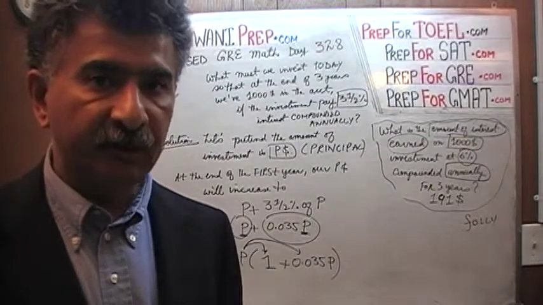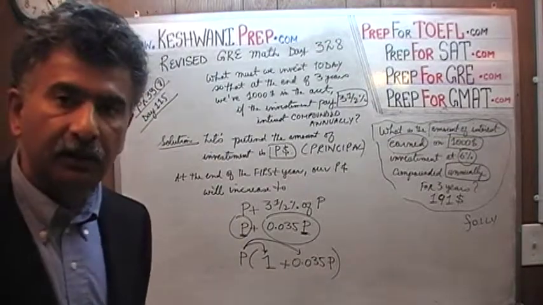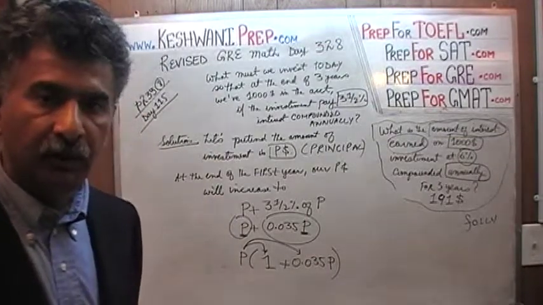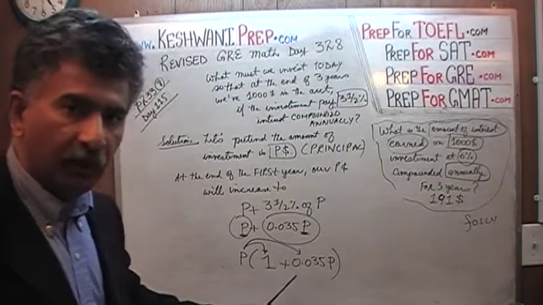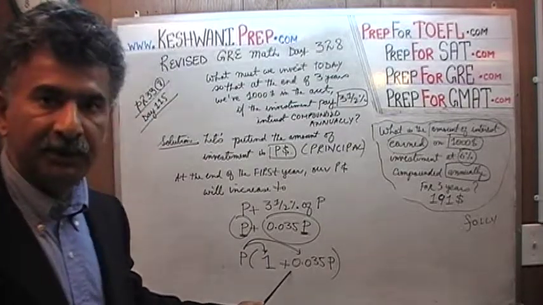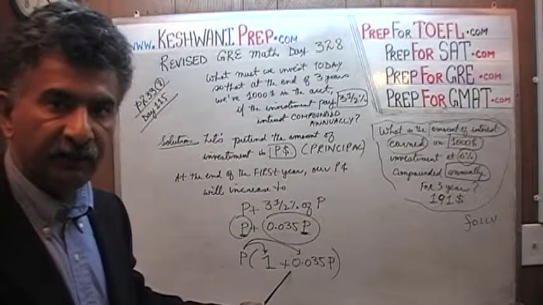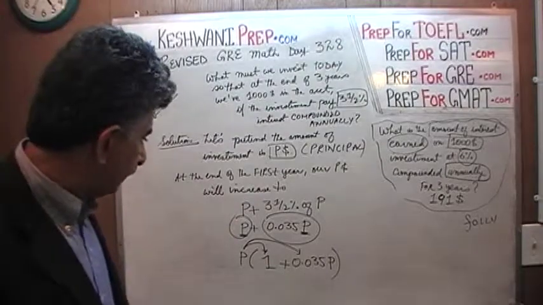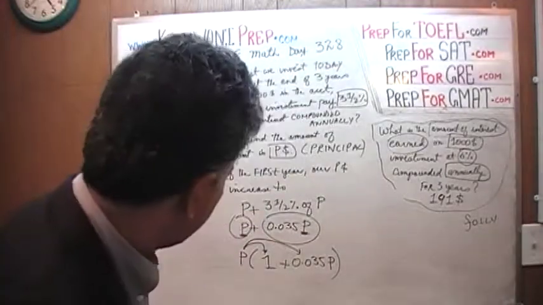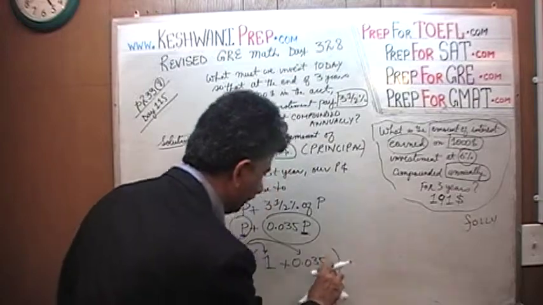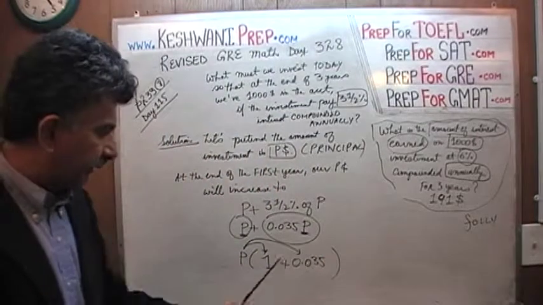Now the story for the second year is going to begin with this amount. Our story for the second year will have the starting point of that amount, P times 0.035, not P. P is already taken out. That's it. This is our beginning story.